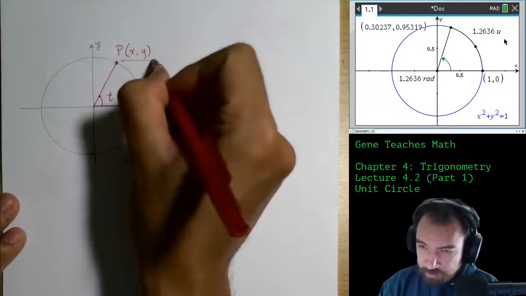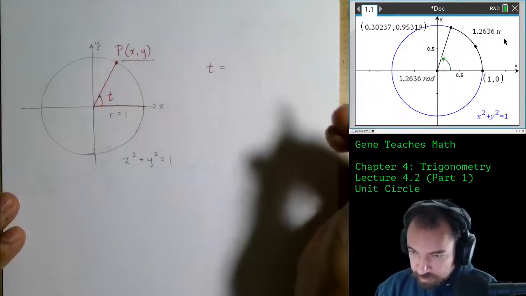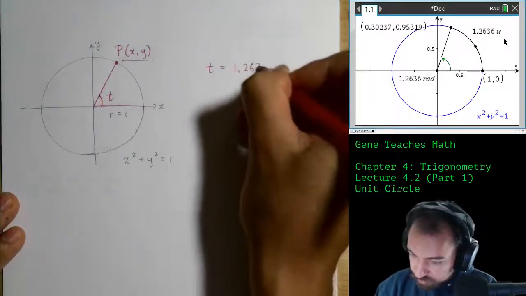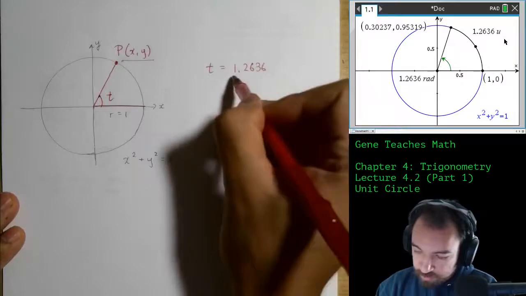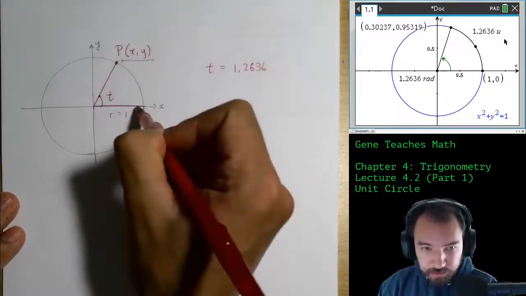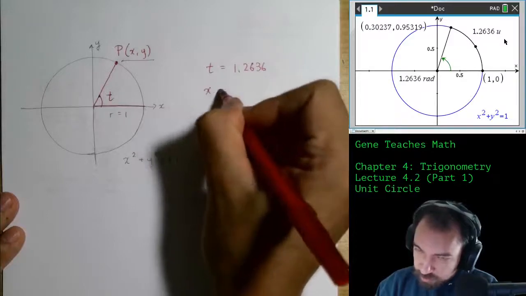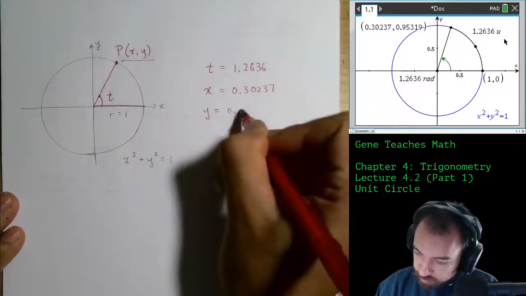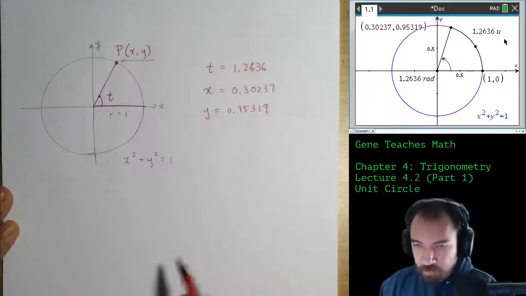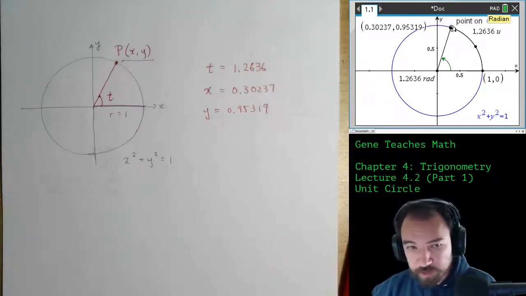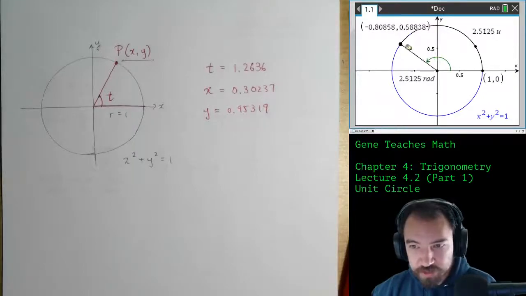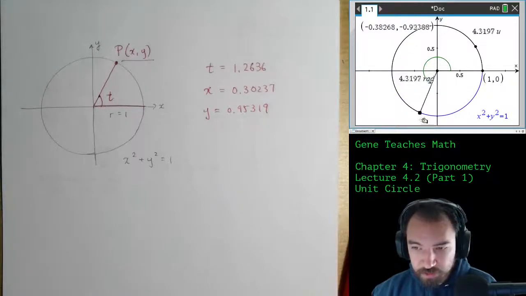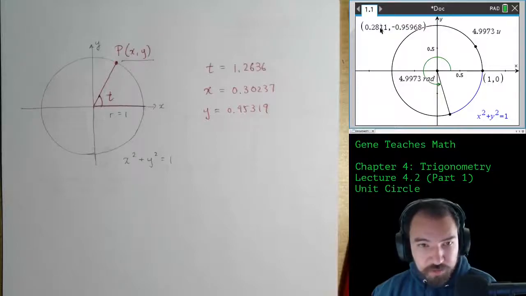Now, we can tell that for this point, if the angle measure is given by t equals 1.2636, and I'm not going to bother writing radians, we understand that this is either radians for the angle or it's just length units for the arc length. The x coordinate and the y coordinate are given by 0.30237 and 0.95319. Okay, and of course I can grab this point and move it around, and you can see that the x and y coordinates change. The x turns negative when you go into the second quadrant. When you go into the third quadrant, now the y coordinate turns negative. And then when you go down here into the fourth quadrant, the x coordinate becomes positive again.